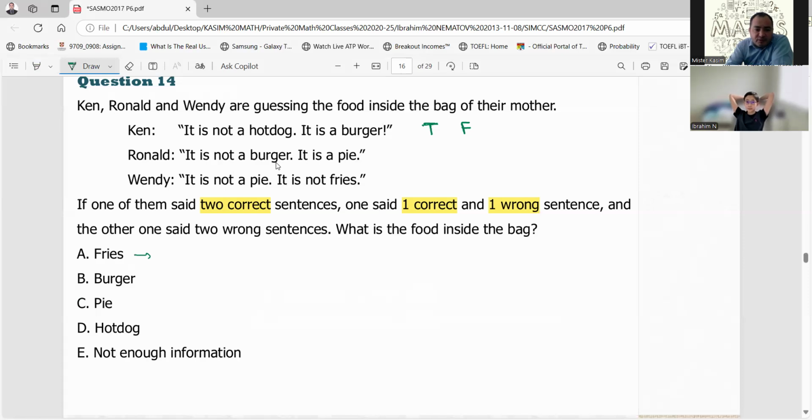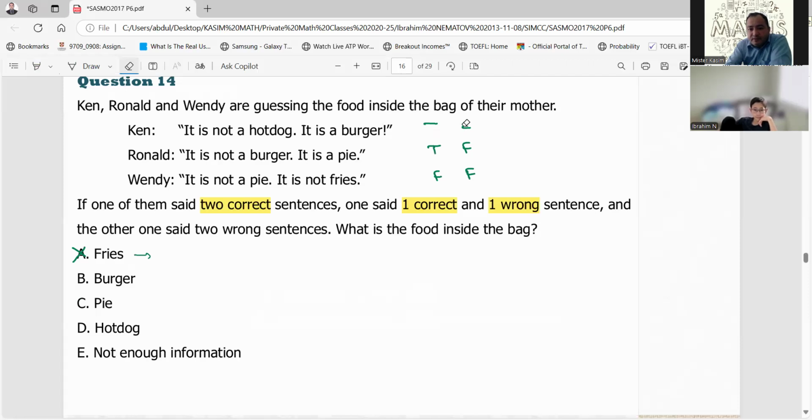And it is not a burger. Also true. It is a pie. It is false. And it's not a pie, right? It is false. It is not fries. It is false. But here we have true, false, false, false, right? But the question says that one of them said two correct sentences. So that's not right for sure.